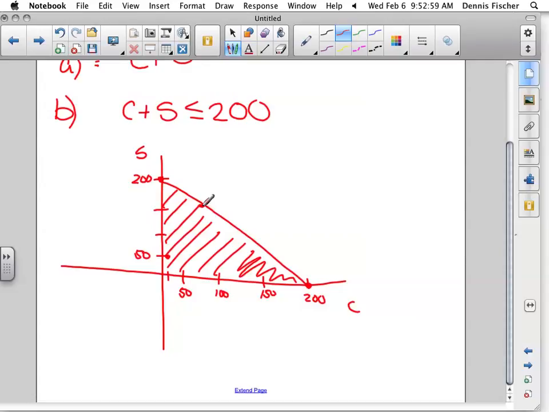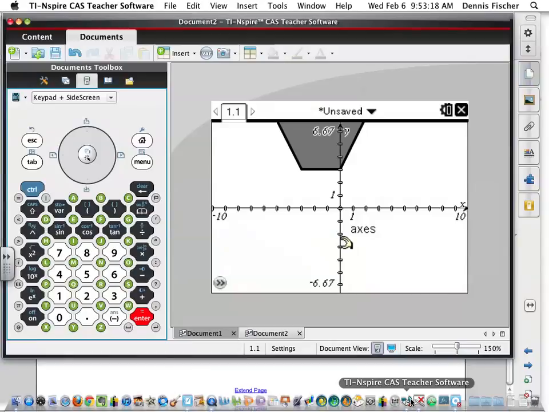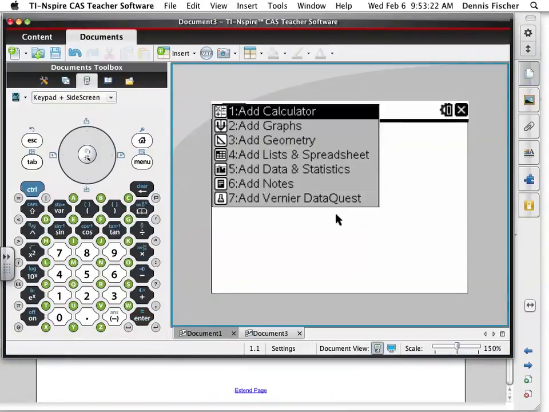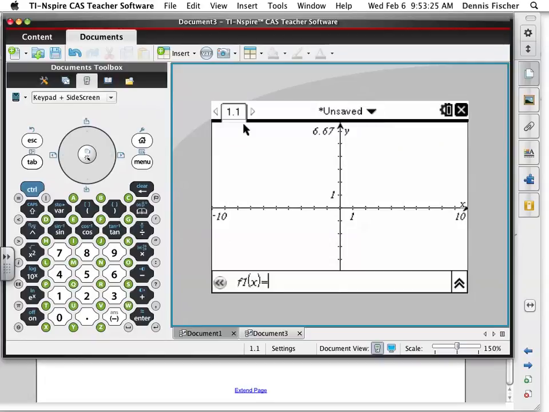Okay, 48 on the calculator, running the calculator. We're going to graph this one here, and it says graph y is greater than absolute value of x plus absolute value of x plus 3. I'm going to go to graphs. I started a new document.